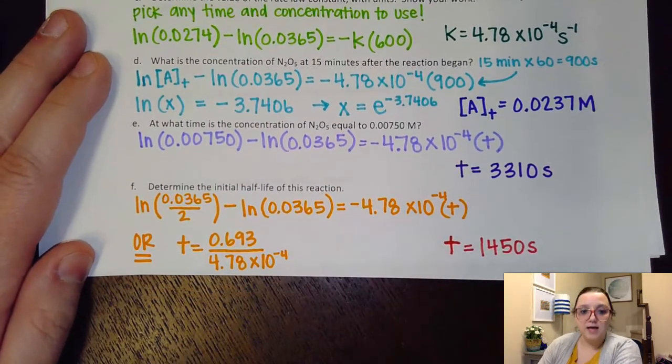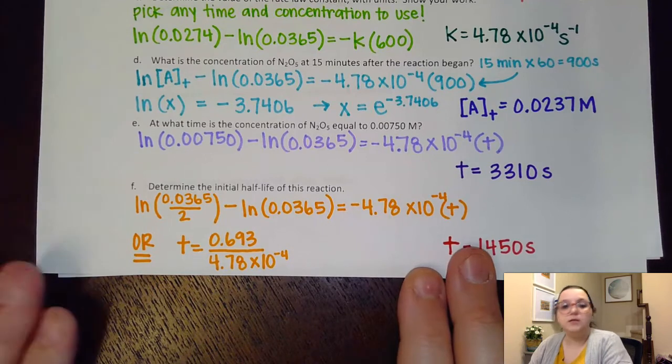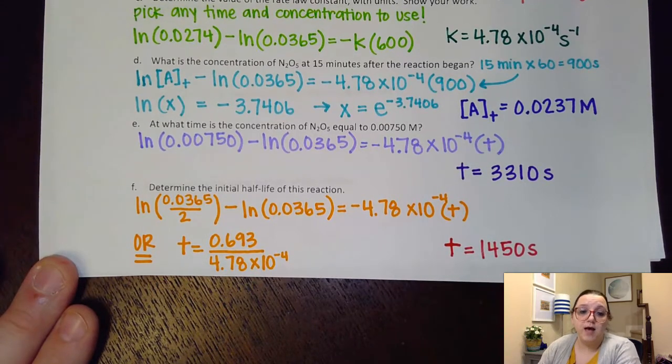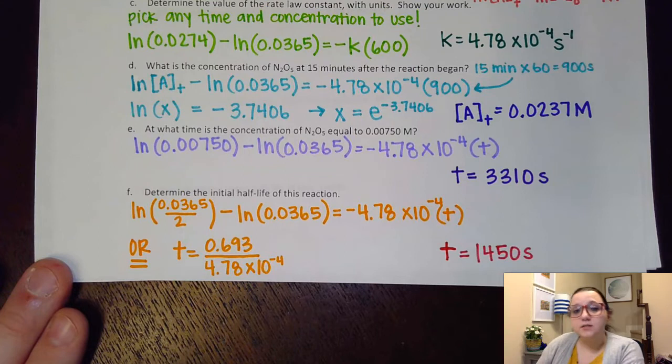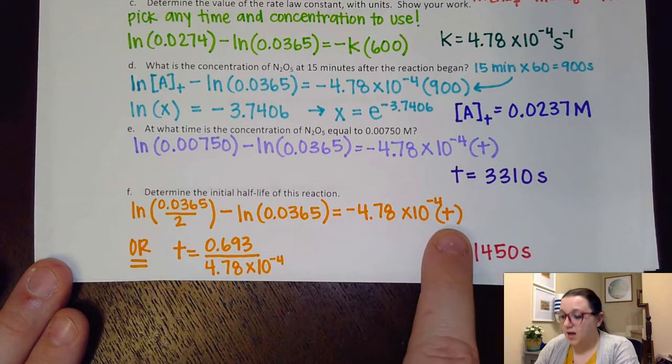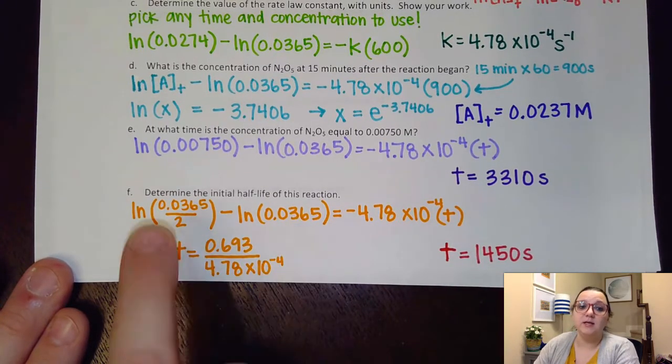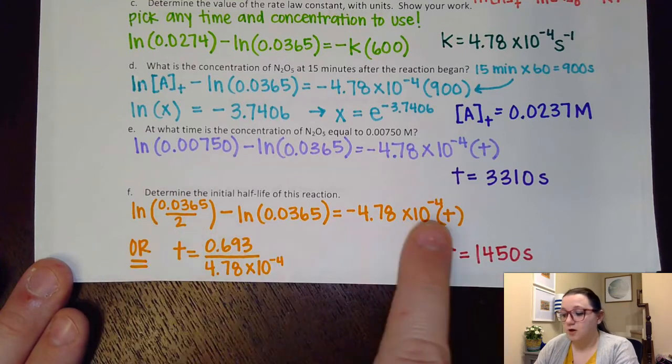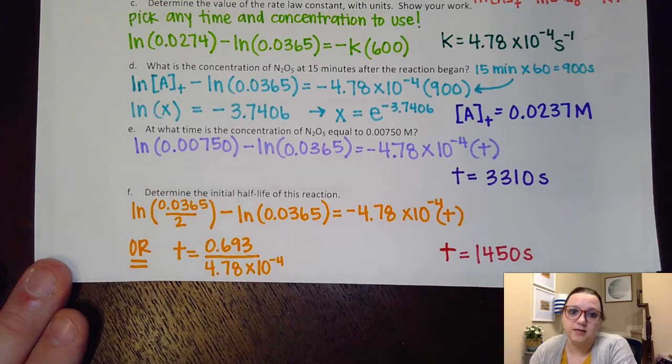All right, the last one here on this problem says determine the initial half-life of this reaction. So because this is first order, you do have some options. What you could do is say, hey, if my initial concentration is 0.0365 molarity, as it's been for all of these, what is the time when that concentration gets cut in half? And you could solve that for t and totally get a correct answer.